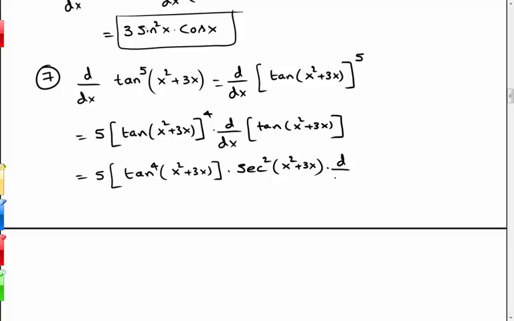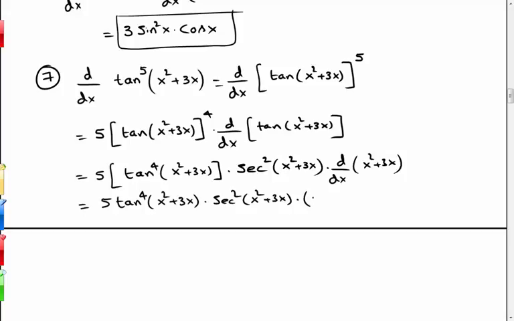We are not done, because we didn't have a simple tangent x. We had something more complicated. We better multiply by the derivative of the more complicated thing, right? And this ought to be the final step. 5 tangent to the 4 of x square plus 3x times secant square of x square plus 3x times the derivative of x square plus 3x, which is 2x plus 3. That's it.